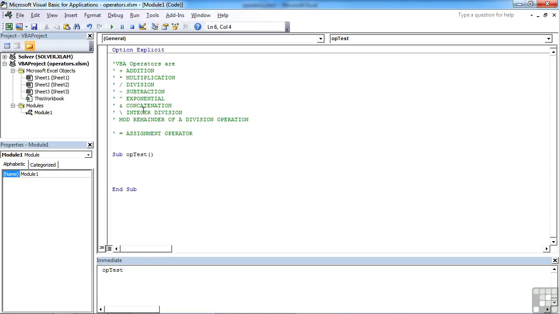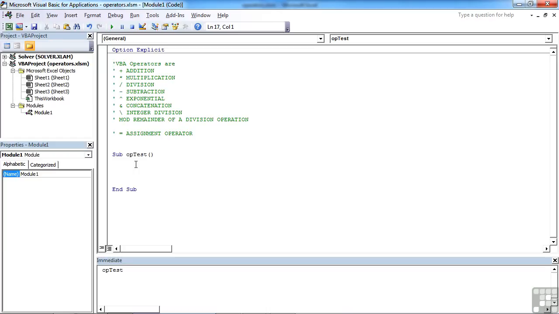A backslash only gives you the integer return, so it doesn't give you the decimal places. And then mod, which actually gives you the decimal places when you do a divide. So it's effectively the leftover values after all the whole numbers are taken away. And then finally, the most important one, the assignment operator. The equal sign is what actually places a value inside a variable.